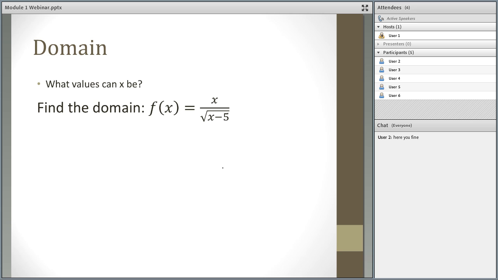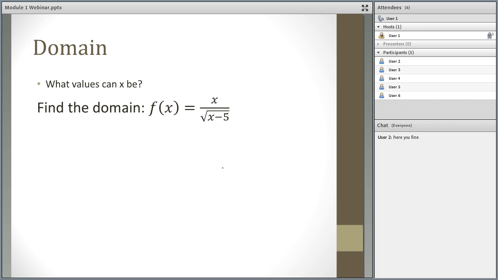The first topic of this week is domain. And basically what domain is saying is what values can x be? So if we have this function f of x equals x over the square root of x minus 5, what values can we have for x? Graphing it is one way that we could figure out what the x values can be, but it's not always easy to see explicitly what they can be.